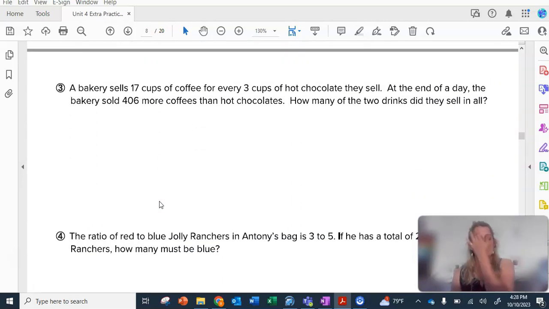Next page. A bakery sells 17 cups of coffee for every 3 cups of hot chocolate that they sell. This is kind of a long drawing, but hint, there's something very similar on your quiz on Friday. In fact, maybe the same ratio of coffee to hot chocolate, just a different question about them. So make sure you're paying extra attention to this one.